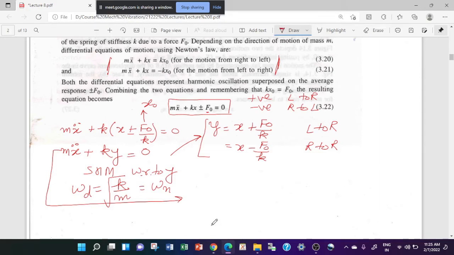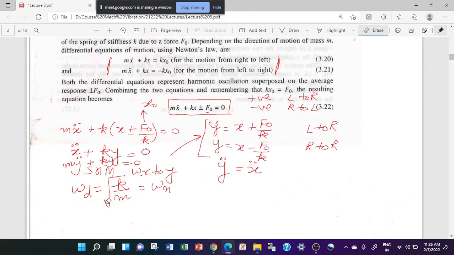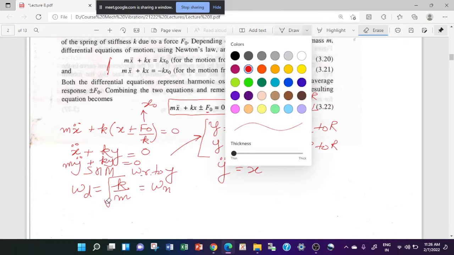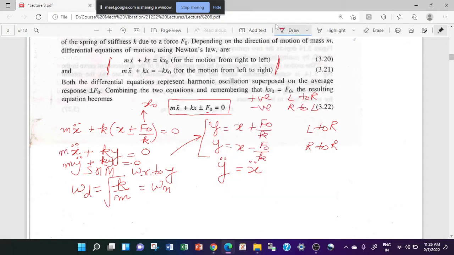Okay, let me correct this. You are having a, I forget something here. This is your y here. So I can write y double dot is equal to x double dot. Alright, so now this equation will become m y double dot plus k y is equal to 0. Now this is the correct equation here. This is the equation in terms of y.